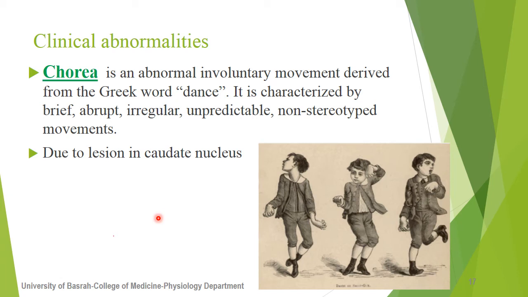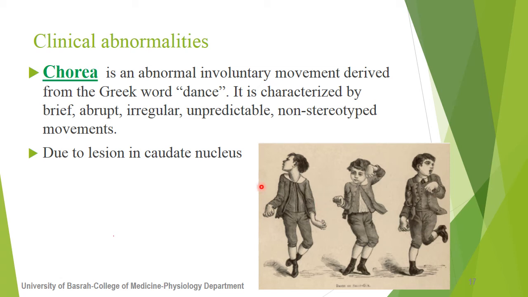And it is characterized by brief, abrupt, irregular, unpredictable, non-stereotyped movements. Brief, meaning it ends quickly. Abrupt, it starts suddenly. Irregular, not rhythmic and not organized. Non-stereotyped, likewise not organized. Unpredictable, it starts by itself at any time. And this occurs because of a lesion within the caudate nucleus.